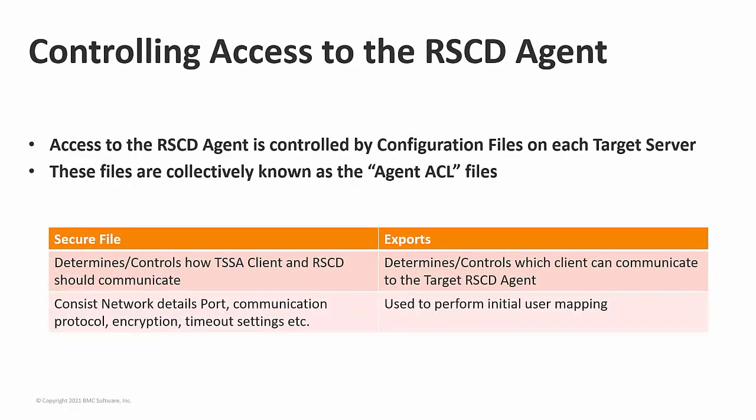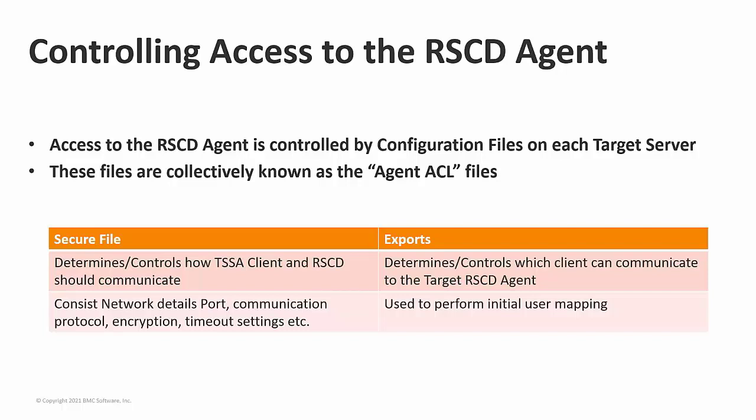When a connection is initiated to the RSCD agent on the target servers, the communication is processed and verified by various configuration files of the RSCD agent. These files' collective configuration is referred to as ACL, or access control list. These configuration files control who can connect, from where, and what permission they will have when the connection is established with the target server. Mainly 4 files are involved along with others.